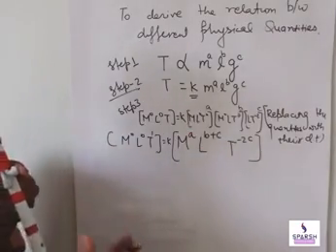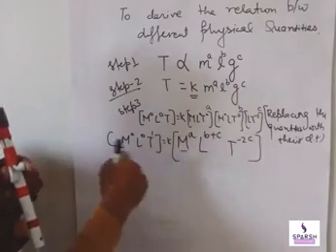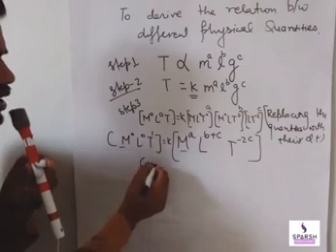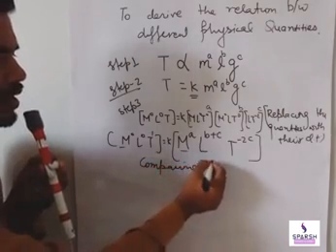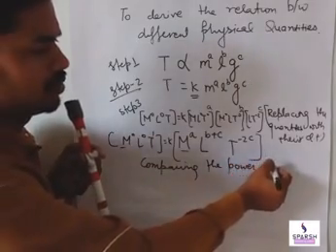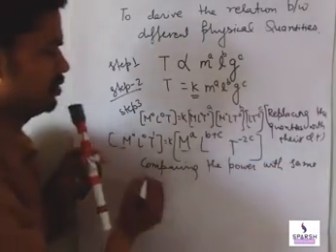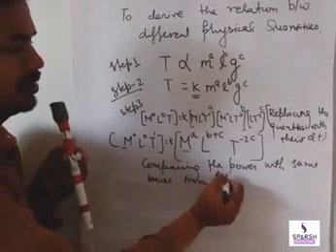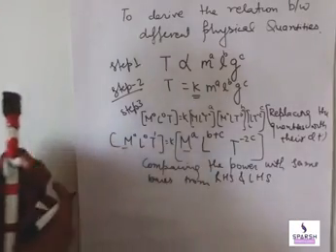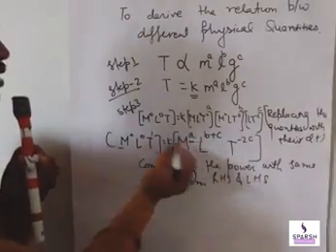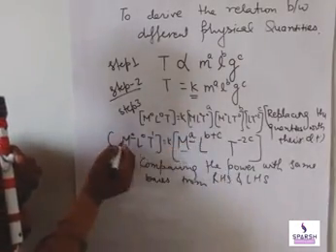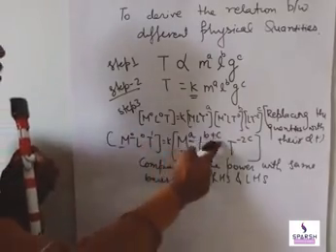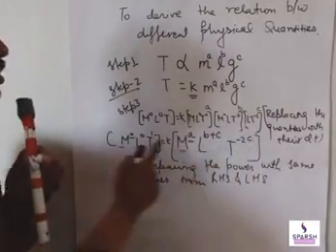Now, since the bases are the same on LHS and RHS, we will compare the powers of the same base from RHS and LHS. See here, the power of M is a on one side and 0 on the other, so a must be equal to 0. b plus c is equal to 0 and minus 2c is equal to 1.